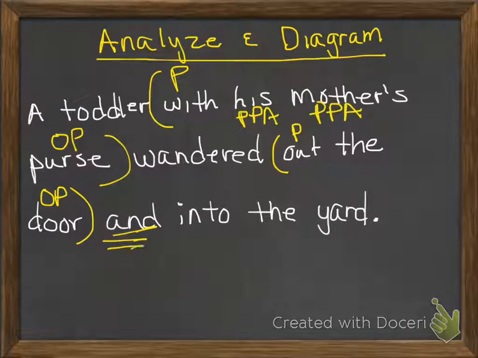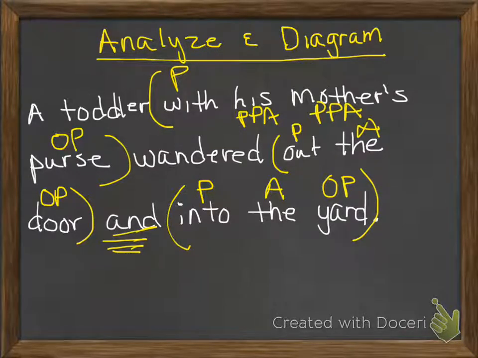Notice there's a conjunction and. So we know we may have another prepositional phrase because they're telling us two places that they wandered. So we need to ask, is into a preposition? It sure can be. Into what? Yard. Is yard a thing? Yes, it is. Or a place? Yes, it is. So it's our object. Okay? The is, of course, the article.